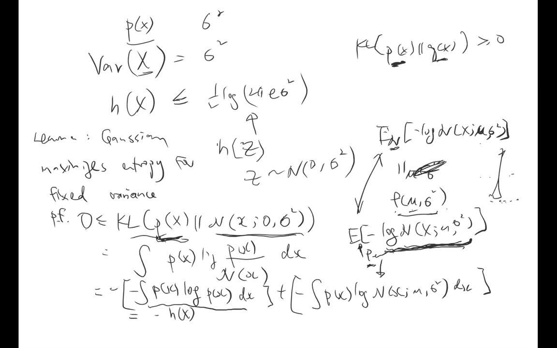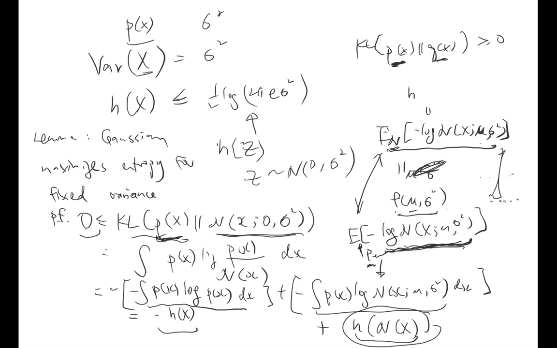But then when I write the expectation of this guy here, this is nothing but the entropy of the Gaussian distribution, right? Therefore, this is just equal to h of x, let's say. Let me write it this way. So then I will have h_G(x) minus h(x) is bigger than or equal to 0. Therefore, h_G(x) is bigger than or equal to h(x).